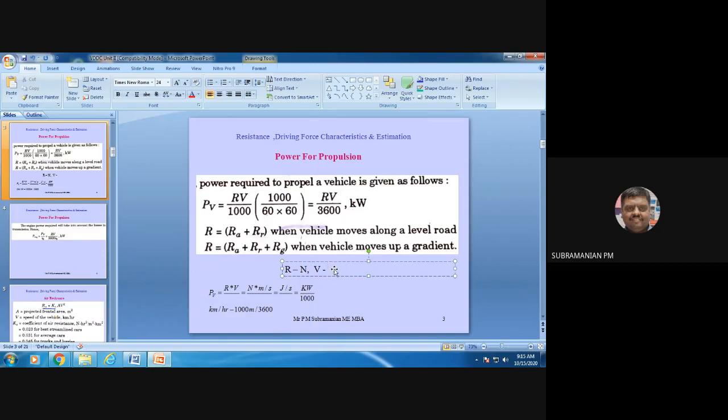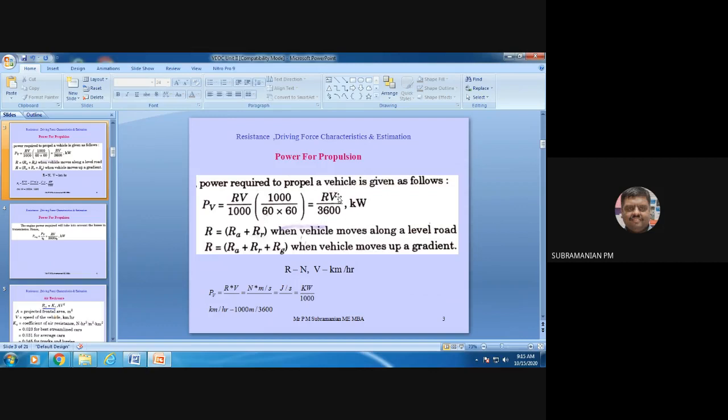What I have to do? I have to substitute V in kilometer per hour. Why am I explaining this? You should not get confused. Only for mechanics of machines and other problems, V will be in meter per second, that is 6 meter per second or 7 meter per second. From a vehicle point of view, we will be using kilometer per hour only.